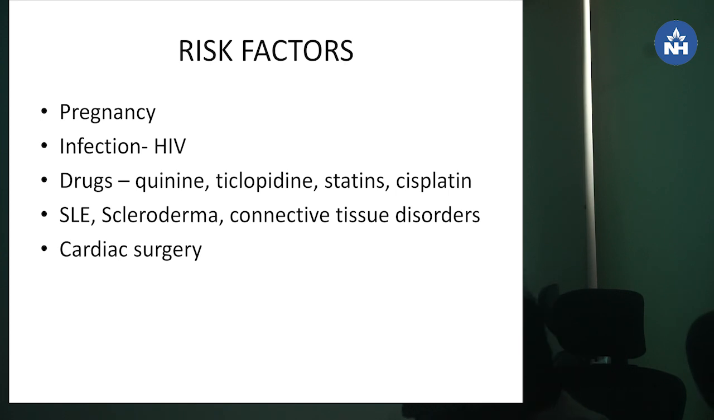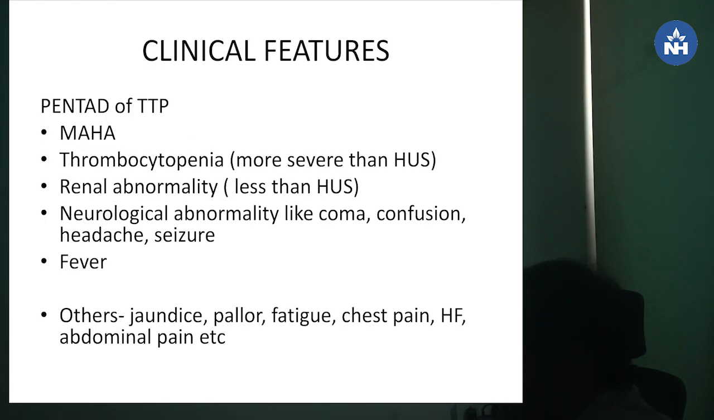Risk factors are more or less the same as other thrombotic risk factors: pregnancy, infection, drugs, connective tissue disorder, surgery. Clinical features: there is a pentad for TTP. MAHA, microangiopathic hemolytic anemia; thrombocytopenia that is more severe than HUS; renal abnormality, which is less than HUS; neurological abnormality like coma, confusion, headache and seizure, which is more common than HUS; and focal neurological abnormality actually rules out TTP.